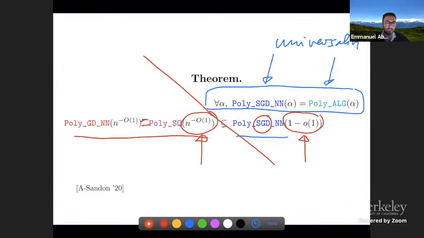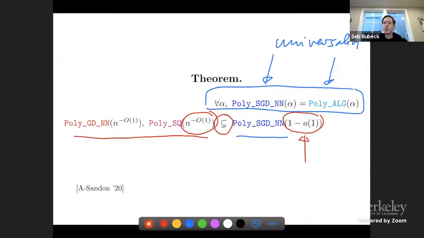Okay, so any questions on this? I'll then start to talk about... Can you explain again why SGD is not SQ? That's what you're saying here. Yeah, there's a separation between SGD and SQ.